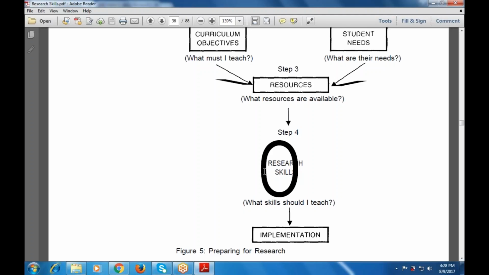What skills do I acquire? What research skill do I acquire? How can we implement them? What are the implementations? Right. So these are the various parts that will be discussed, that is how to develop and make the provisions with the 5 stages: curriculum, needs, resources, research skills, implementations.